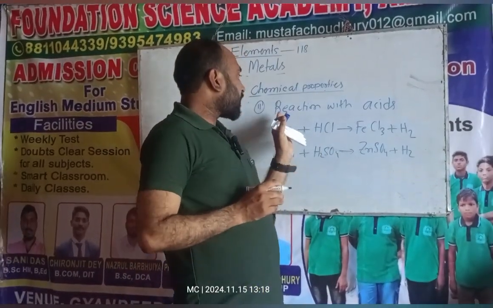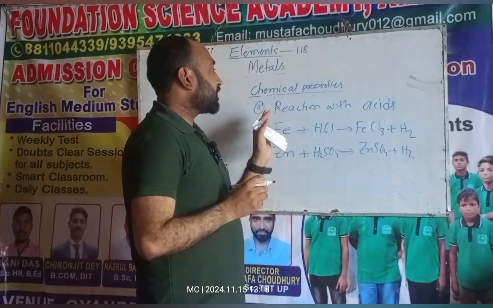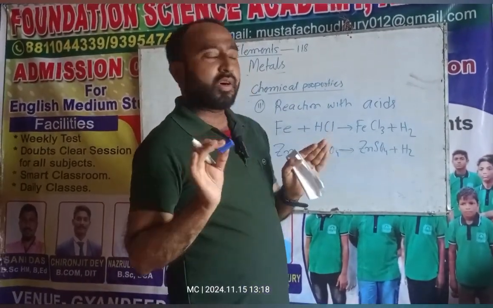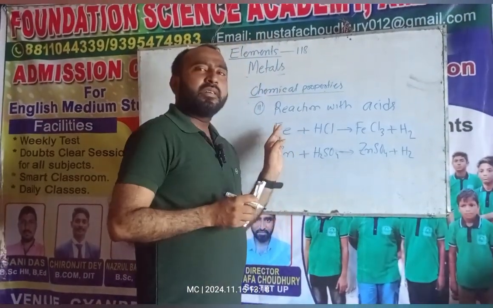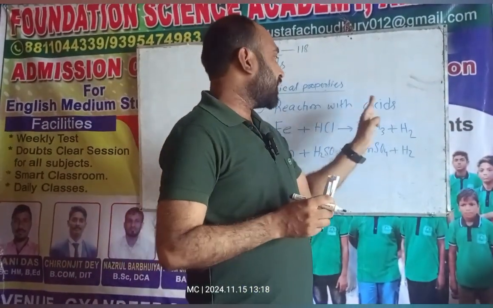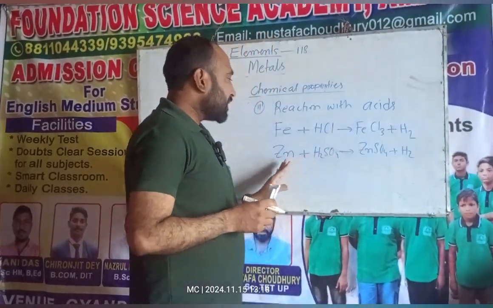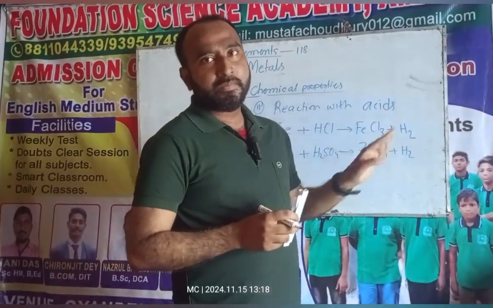So the third property of metals is reaction with acids. When metals react with an acid, they form salt plus hydrogen gas. Example: iron plus hydrochloric acid gives iron chloride plus hydrogen gas. Zinc plus sulfuric acid gives zinc sulfate plus hydrogen gas.